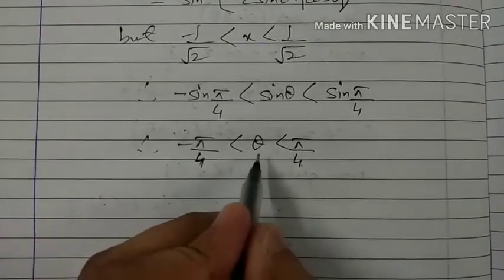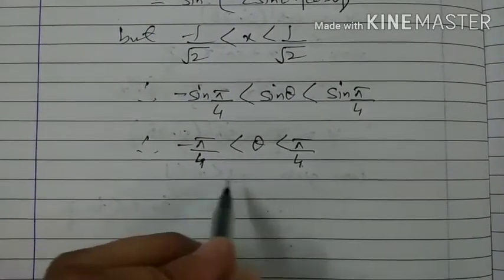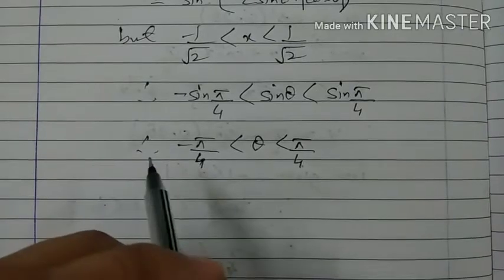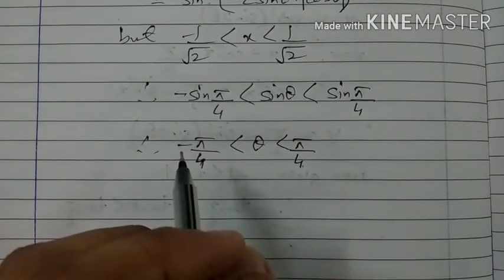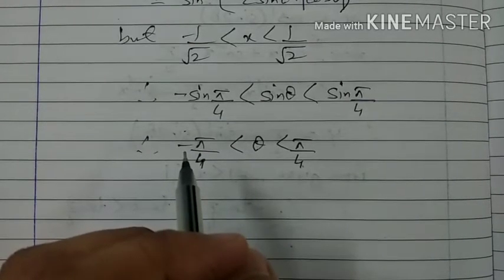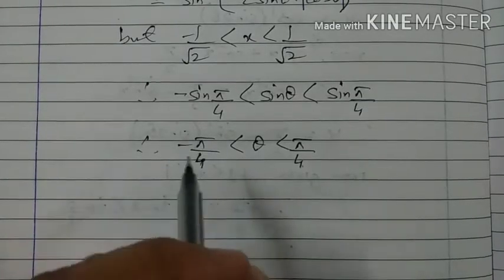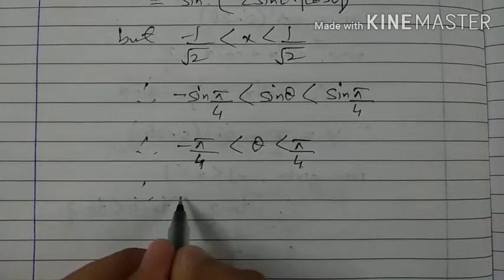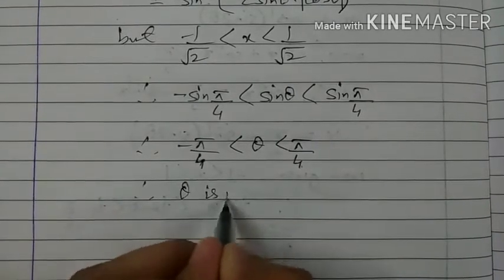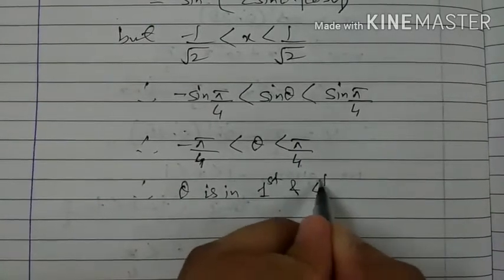So here, as theta lies between minus pi by 4 and pi by 4, that means the angle is between minus 45 and plus 45. So according to this, the angle lies in the first and fourth quadrant, right? In the first and fourth quadrant, cos is positive. So here theta is in the first and fourth quadrant.